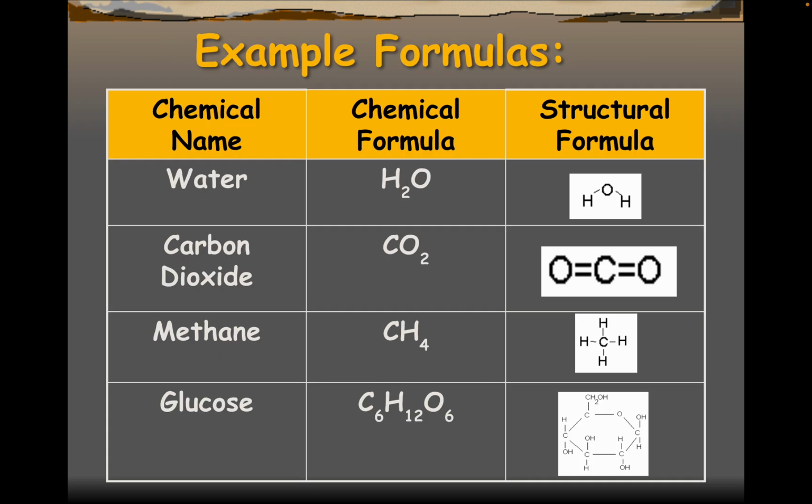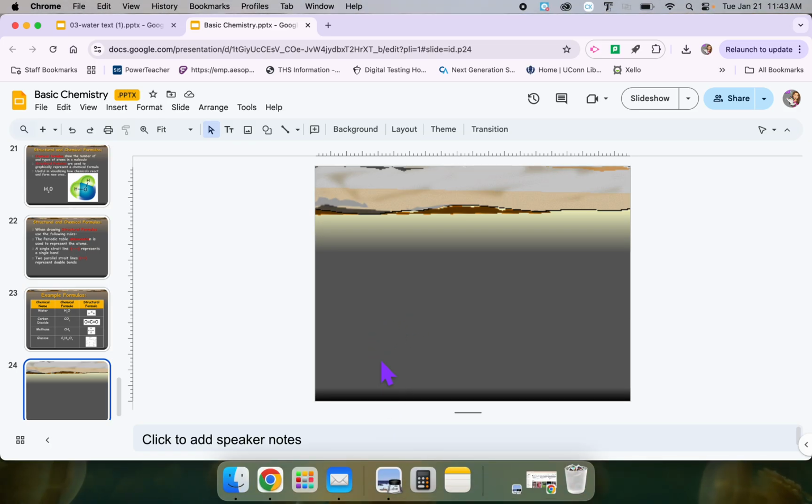I'll touch on this briefly. This is something that we're going to spend more class time on. Okay, so we're looking at the difference between the structural and the chemical formula. So we have water, H2O, and this is how it's depicted. We will talk about the bonding in water and why it looks like this. Carbon dioxide, methane, glucose. Okay, glucose is a ring. All right, and that's going to be it for this particular lecture.